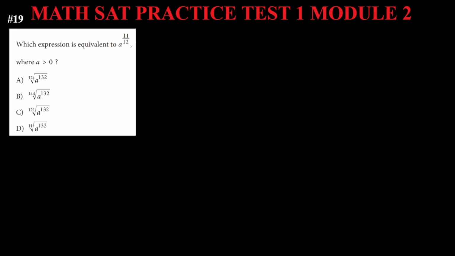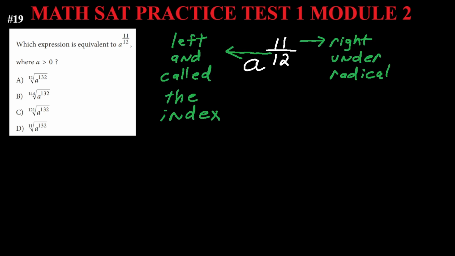Which expression is equivalent to a to the 11/12 power, where a is greater than 0? This question is asking if you understand how a fractional exponent works. So starting with a to the 11/12, think about it this way. The 11 goes to the right and goes under the radical. The 12, the bottom number, goes to the left, and that's called the index number.